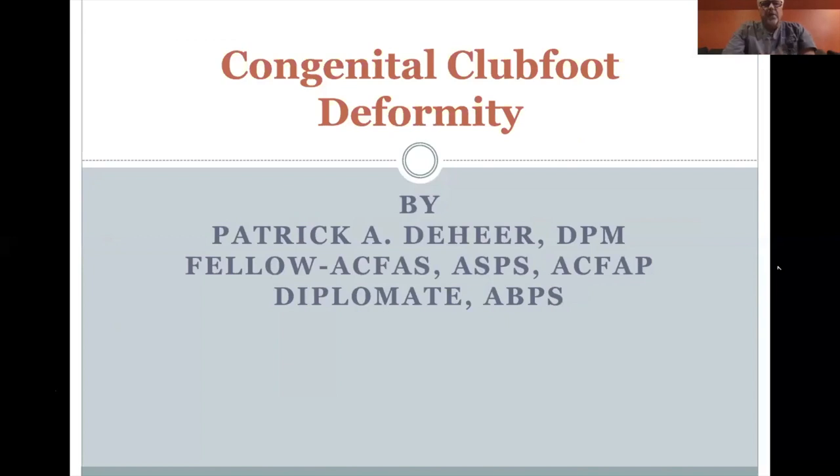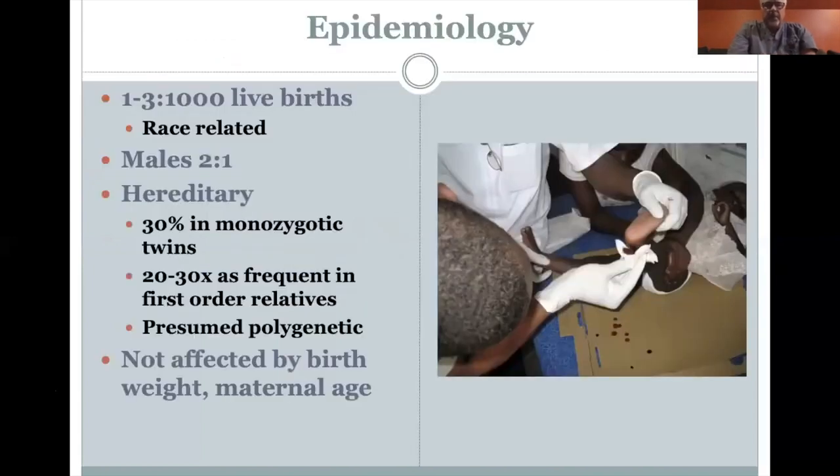So we're going to talk about congenital clubfoot deformity. Clubfoot affects about 1 to 3 per 1,000 live births. It is definitely race related. Certain races are a little more affected than others. Caucasians are about 1 per 1,000, African descent about 2 per 1,000, and Asian descent can be a little higher at 3 per 1,000. Males are affected 2 to 1 to females. There's definitely a hereditary component of it.